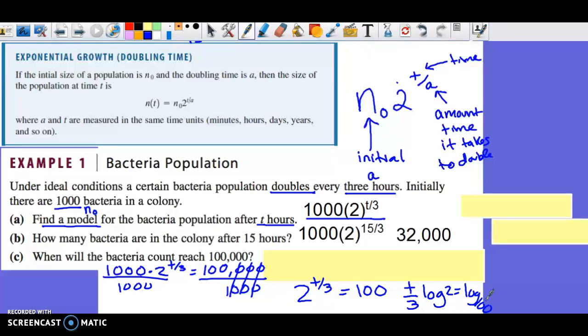So all you have to do is take log 100, divide by log 2, and then multiply by 3. And you should get approximately 20 hours. It's like 19 point something, but that's fine if you round.